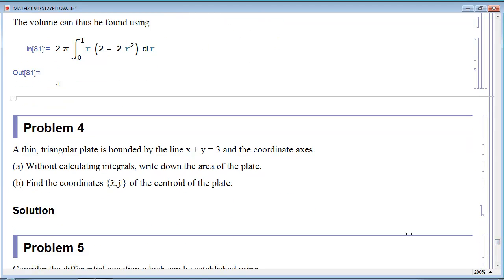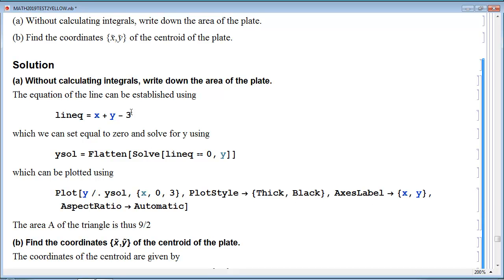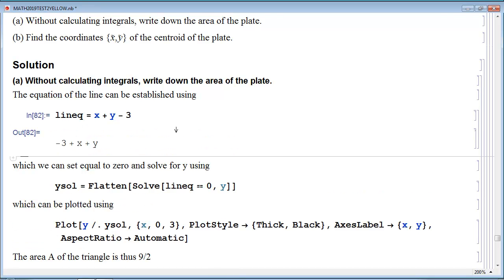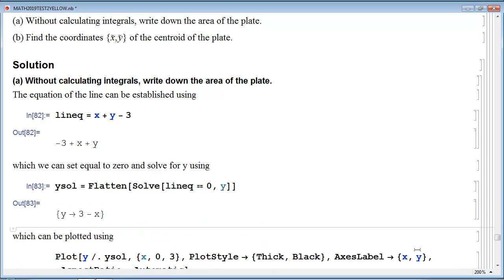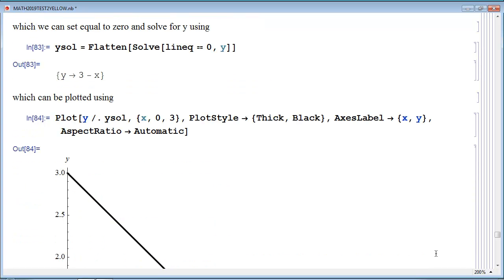Problem 4. We've got a thin triangular plate bounded by the line x plus y equals 3 and the coordinate axes. A: without calculating integrals, write down the area of the plate, and B: find the coordinates x tilde, y tilde of the centroid of the plate. So let's get on with that. Let's define the equation of the line, and then we can solve that for y, and then we can plot that region, or the plate looks something like that.